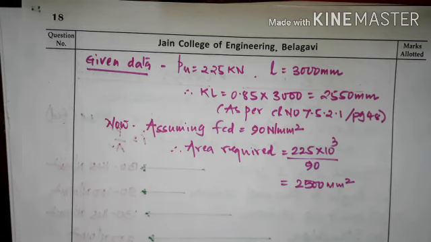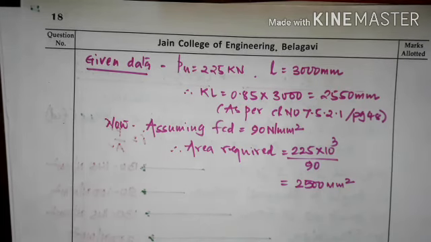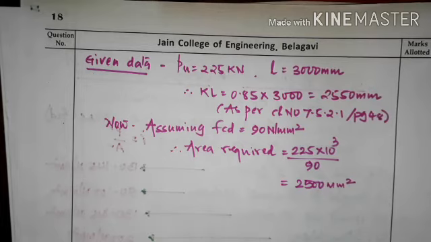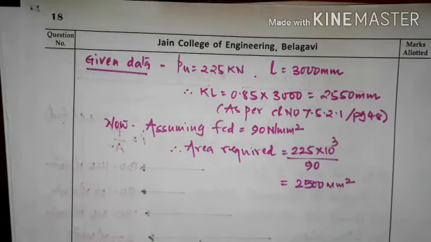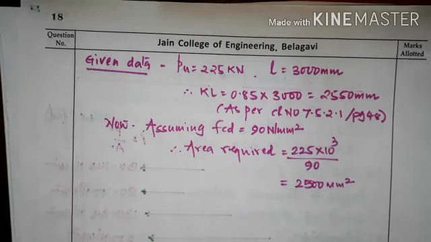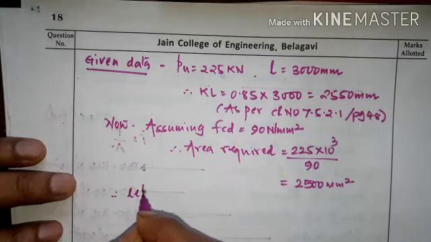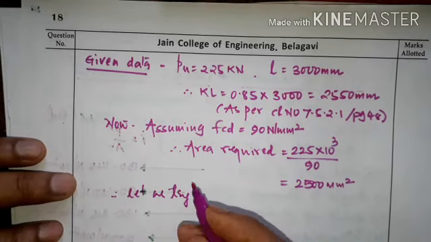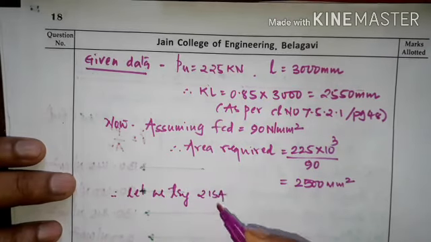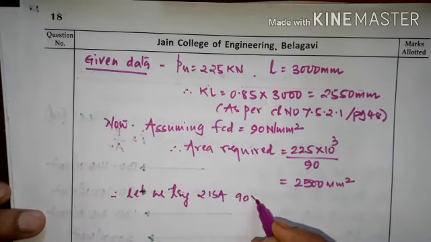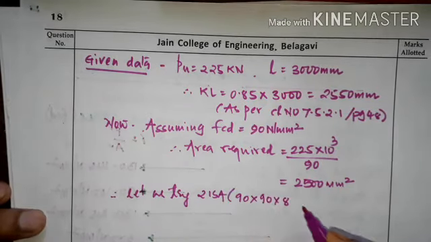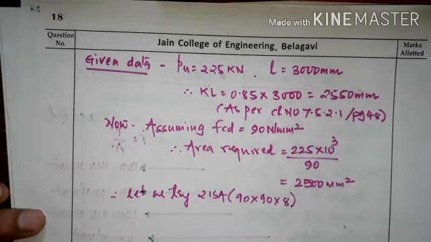So what you have to do now is go back to the steel table, go for double angle, don't refer for single angle. In the steel table the provision is given for double angle back to back, so go for double angle back to back. So I have selected, therefore let us try 2 ISA 90 by 90 by 8. So we have to try 2 ISA 90 by 90 by 8.